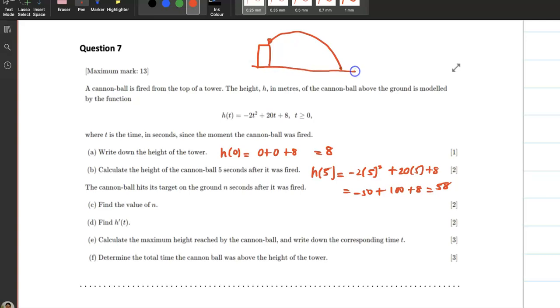The cannonball hits the target on the ground n seconds after it was fired. So what happens when it hits the ground over here? Boom, it happens, but mathematically what happens? 5 seconds goes, it may be somewhere near, it's 58 meters away. Then your height will become 0, no? The height of the cannonball will become 0. So you put your height as 0 and solve. Come on, solve. Use your calculator, solve it quickly. So when it hits the ground, the height becomes 0. Don't say boom.